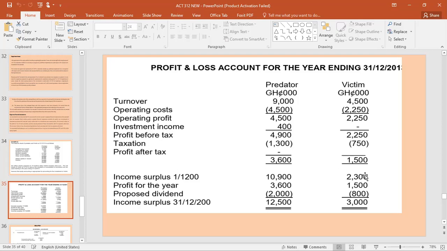I'm saying that at the opening income surplus account, you are going to have a balance brought forward of 10,900 at the credit side. On the same credit side, you are going to have surplus. And the surplus, you calculate it like this: 2,300 minus 1,000 multiplied by the 50%. This 2,300 is the opening surplus of victim minus the pre-acquisition surplus of victim, 1,000. So basically 1,300 multiplied by 50%. How much are you getting?